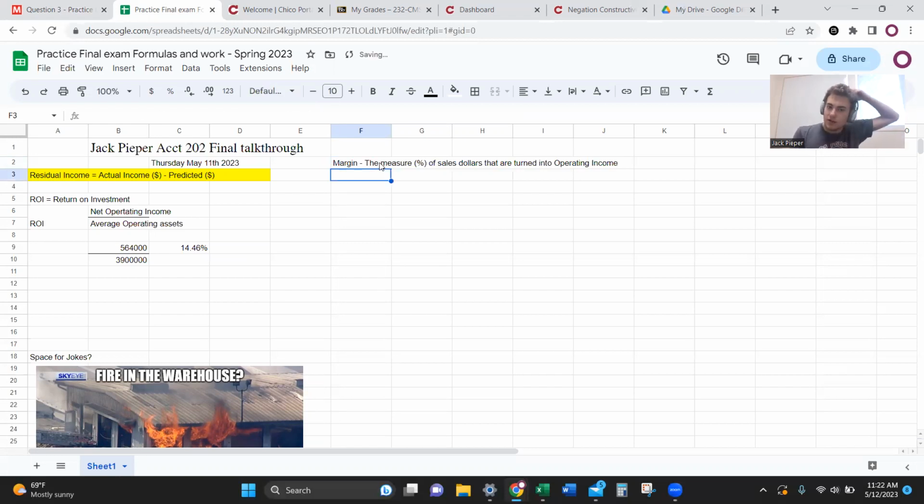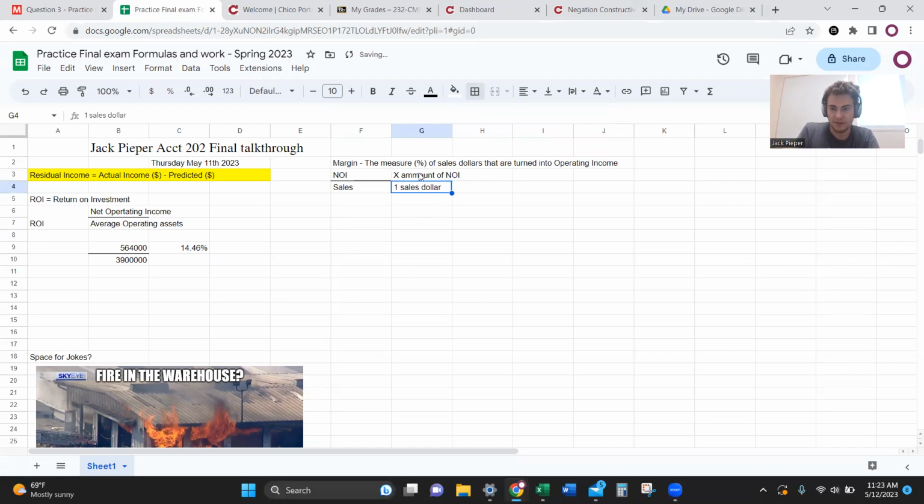Okay. So the margin is the measure of the percentage of sales dollars that are turned into operating income. Okay, so that's how much you make on each product. So it's literally just the net operating income divided by sales. So basically, what we're saying is, when we divide, we get this, but for every one sales dollar, we have X amount of net operating income.